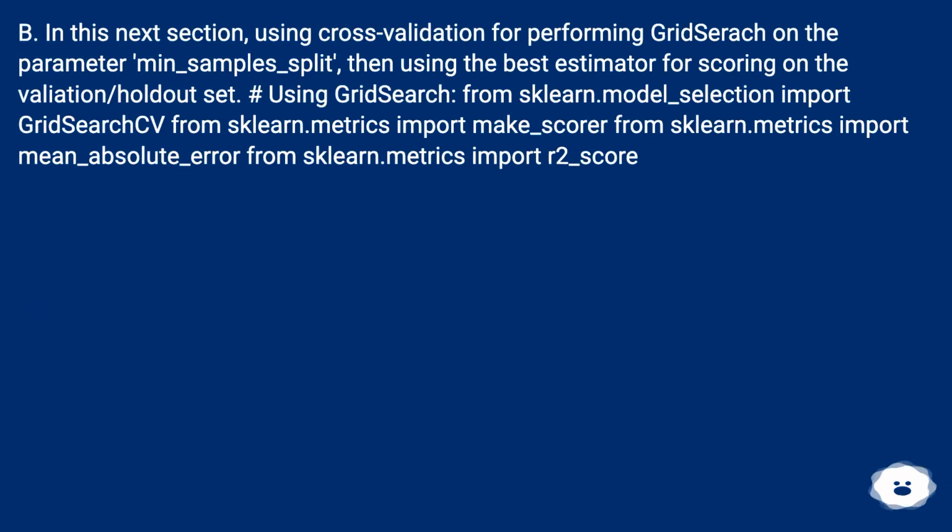In this next section, using cross-validation for performing grid search on the parameter min_samples_split, then using the best estimator for scoring on the validation/holdout set. Hashtag using grid search. From sklearn.model_selection import GridSearchCV. From sklearn.metrics import make_scorer. From sklearn.metrics import mean_absolute_error. From sklearn.metrics import r2_score.